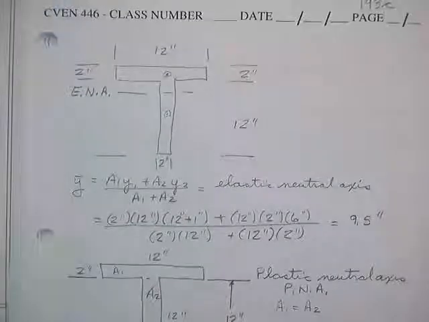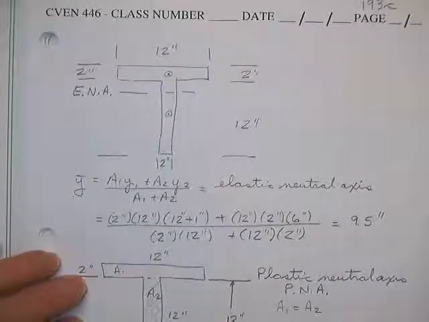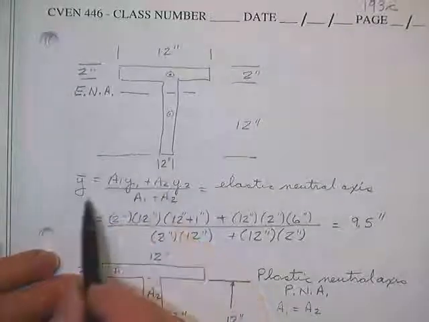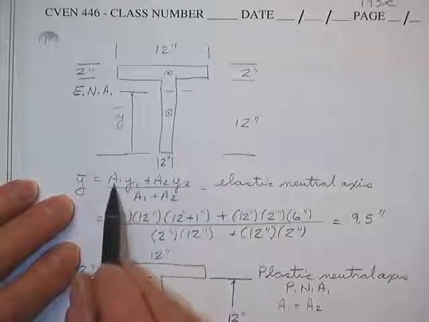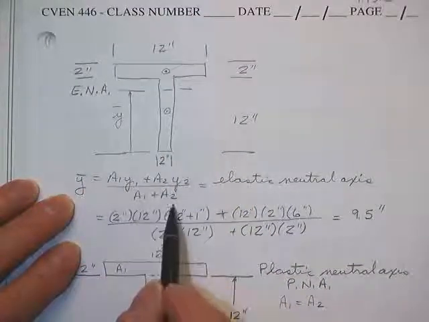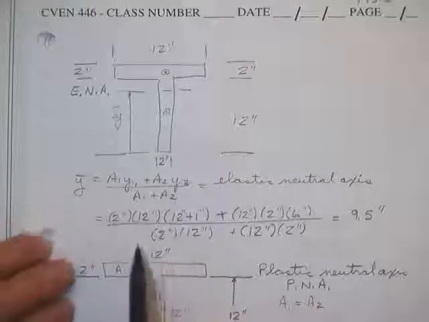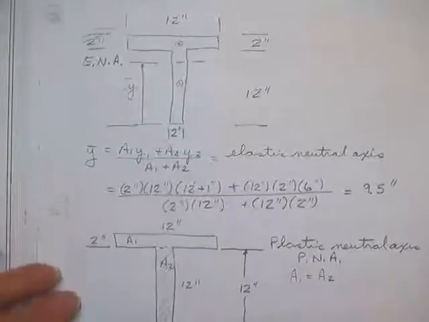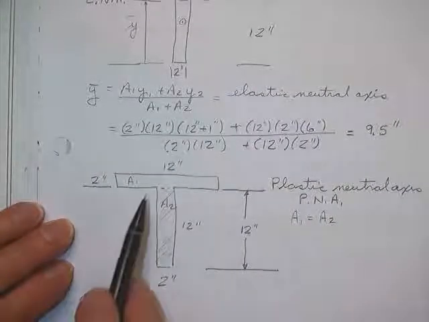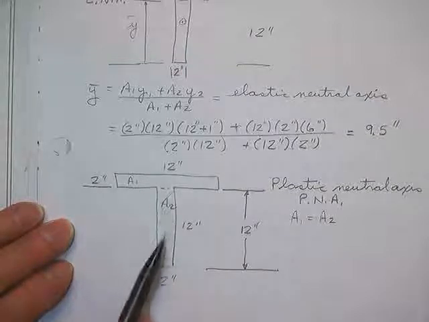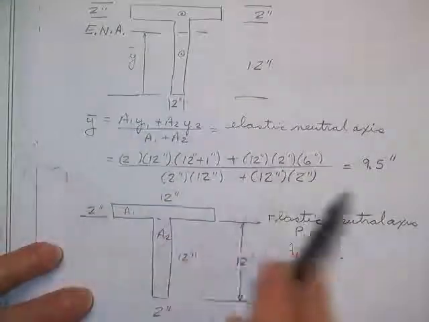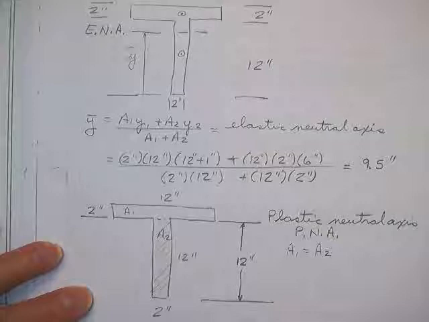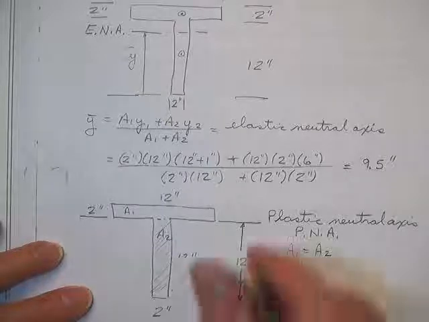Here's how you should remember how to solve for an elastic neutral axis. Draw a reference axis at the base; how far it is to the elastic neutral axis is A1Y1 plus A2Y2 divided by A1 plus A2. Here are your calculations if you have forgotten. Here's the plastic neutral axis. Since this is a 12 by 2 and a 12 by 2, the plastic neutral axis is 12 inches, moved up from 9.5 inches. As you were yielding the fiber, the neutral axis was moving. Final position, right there.